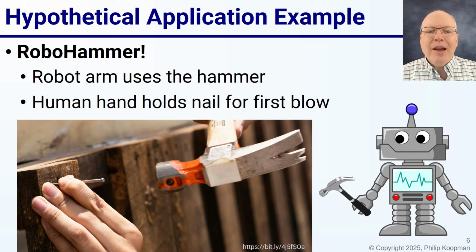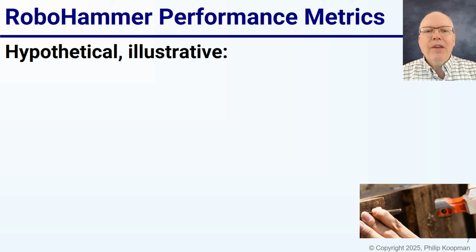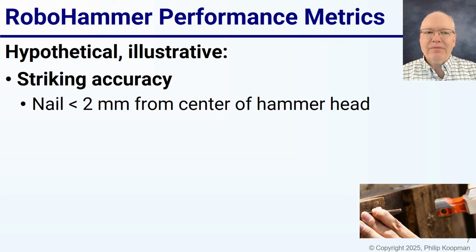So the robot uses the hammer. A human hand holds the nail for the first blow, and then the hand is removed. So let's go through how you would build that. Well, the only reason to build a robot to do this is because it's going to be accurate, it's going to be fast, it's not going to get bored, tired, distracted, whatever. And we've got that human holding the nail. We'll come back to that, okay?